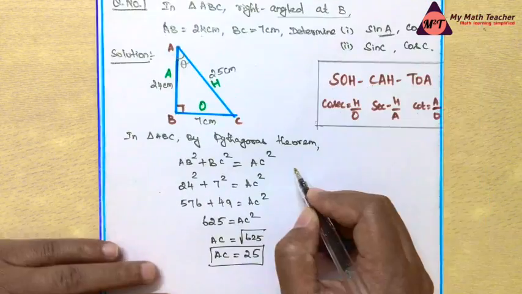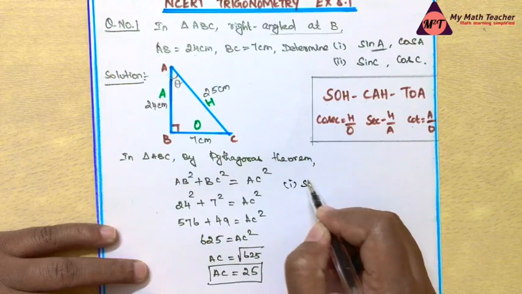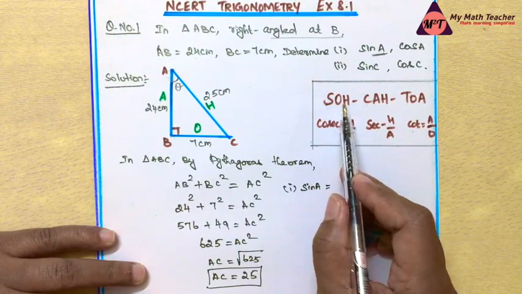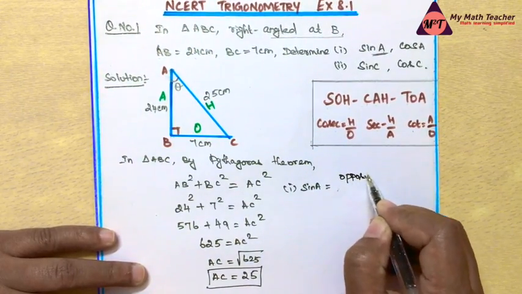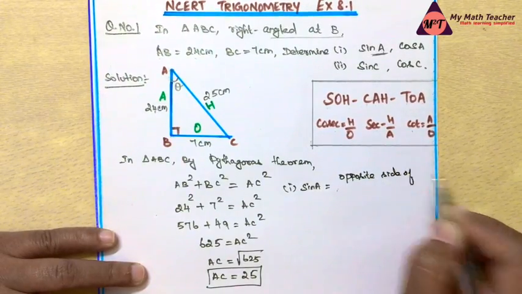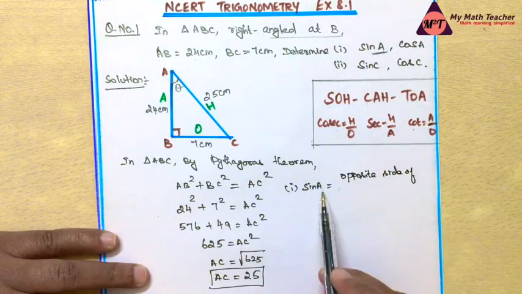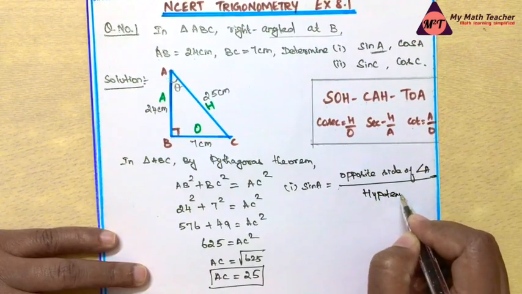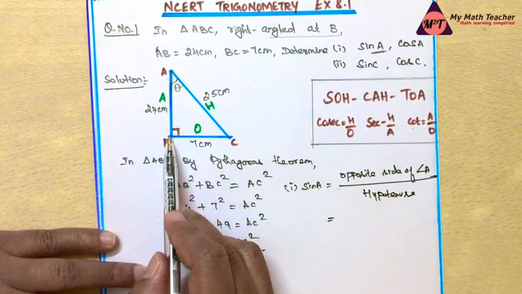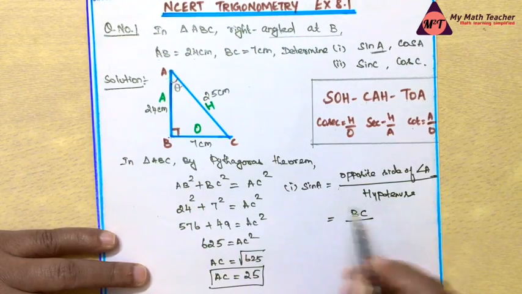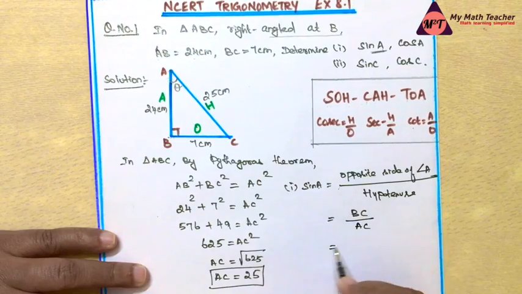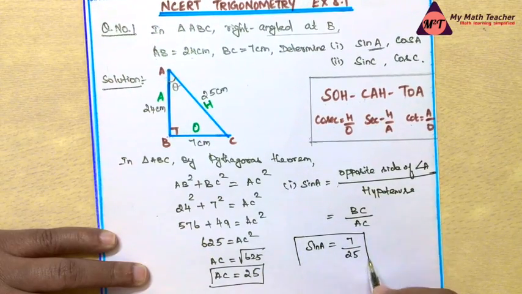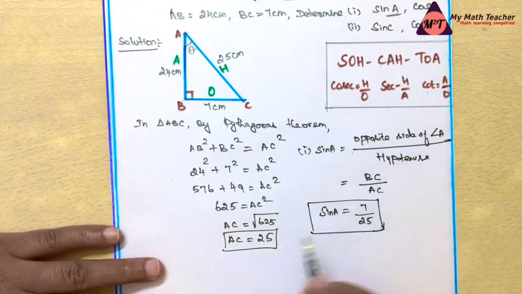The first subdivision is, we have to find sine A. As we know, sine is opposite side by hypotenuse. So the opposite side of which one? Angle A. This is for angle A. Angle A by hypotenuse. What is the opposite side here? Opposite side is BC, hypotenuse is AC, which is 7 by 25, that is sine A. Now sine A value is 7 by 25.